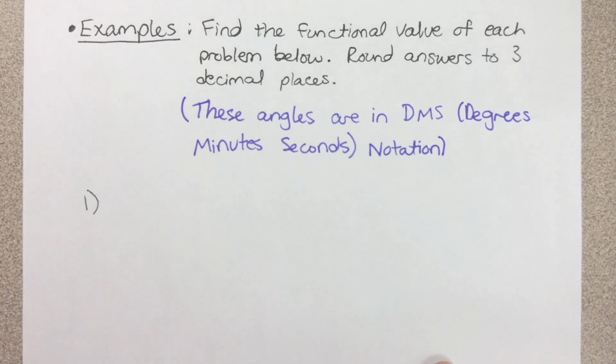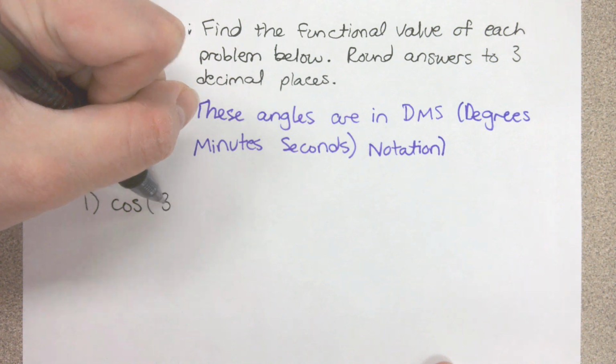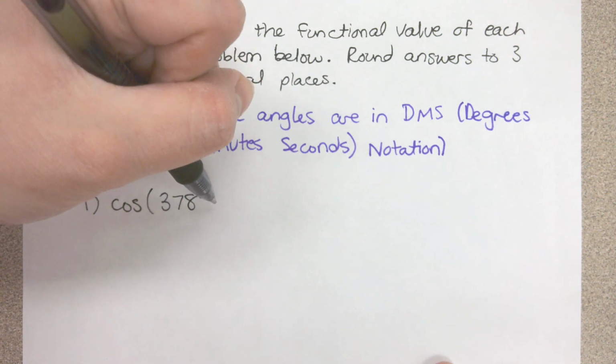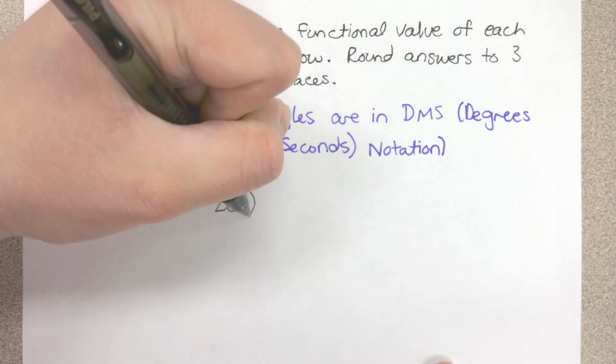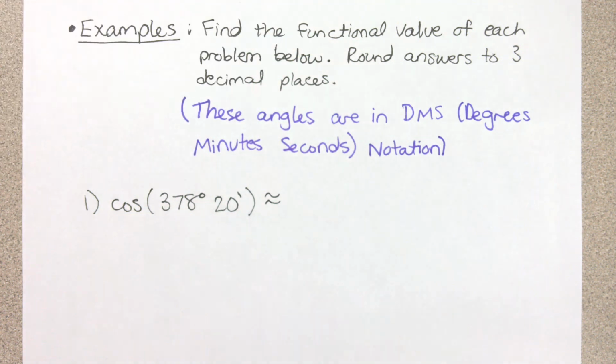So let's do a couple of these. Cosine of 378 degrees, 20 minutes. We're going to do this in the calculator. You have to know where the buttons are.